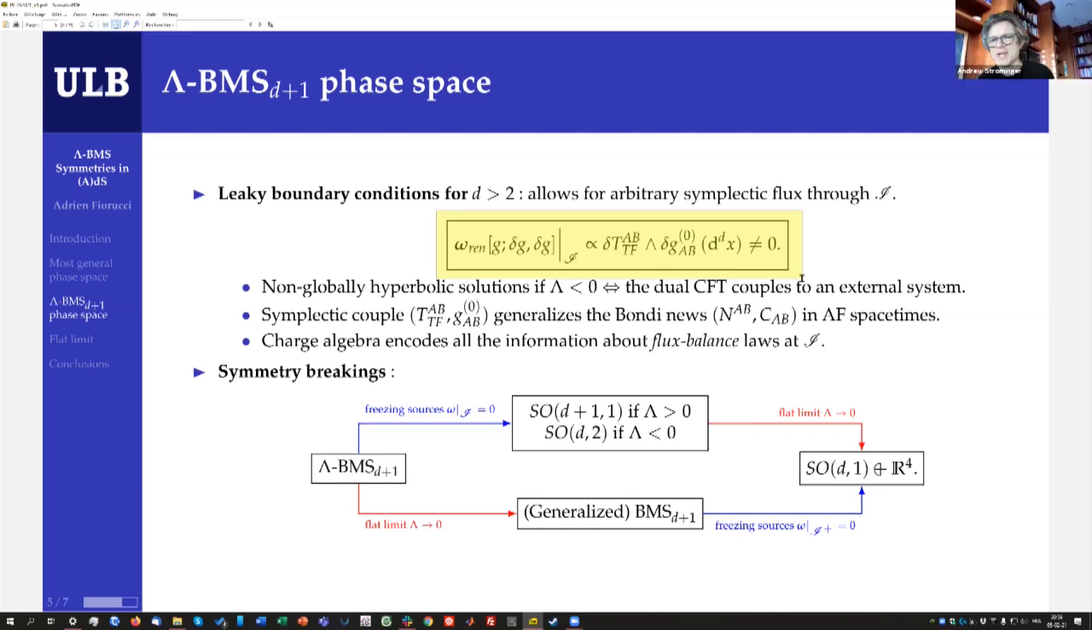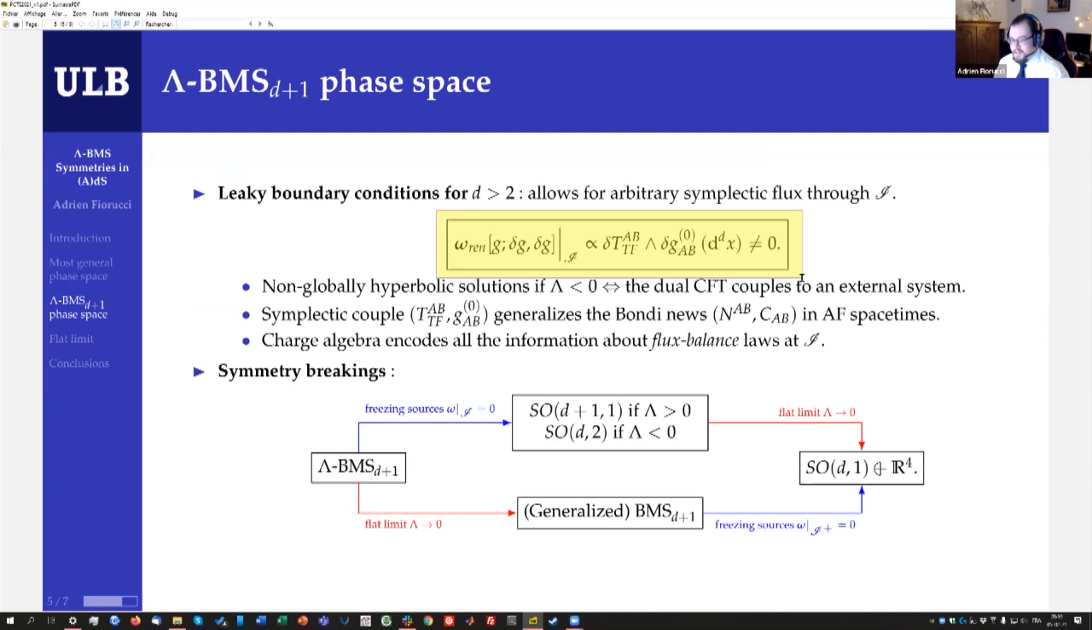Yeah, in the Bondi mass loss formula, we have only contributions from stuff going out. We don't have contributions from stuff coming in. Yes, exactly. And that's why it's missing in our analysis. I agree with you, but it's work in progress.